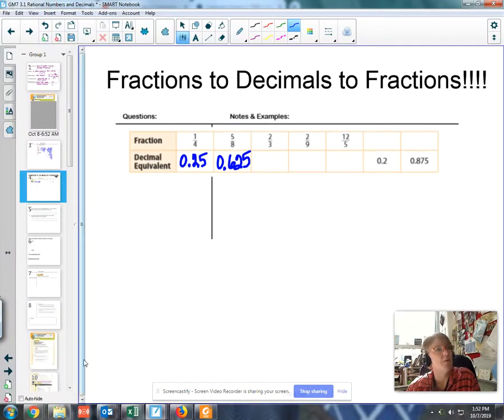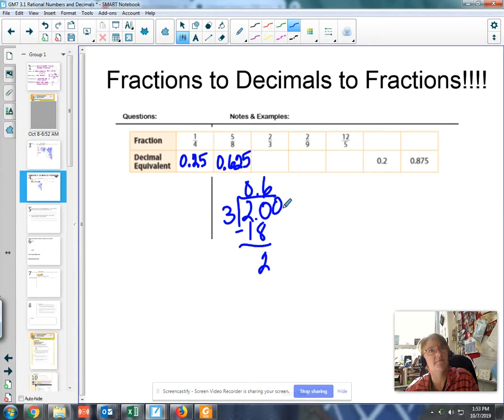Okay? If I went to do 2/3, 2 divided by 3. 3 can't go into 2, so I put a 0, and then I add a 0 here. When I subtract, I get a 2. If you get a remainder, you have to add a 0 and keep on going. 3 into 20 is 6 again. 6 times 3 is 18. 20 minus 18 is 2. I add a 0. See what's happening? This will go on forever.